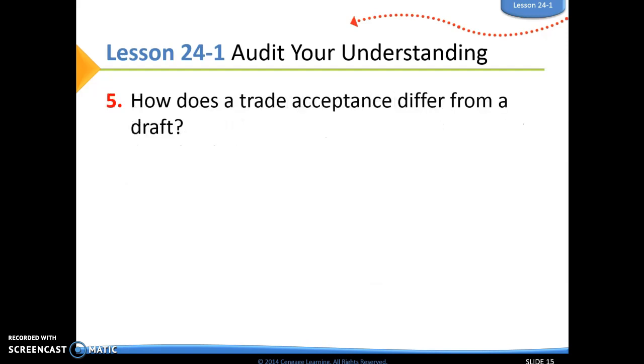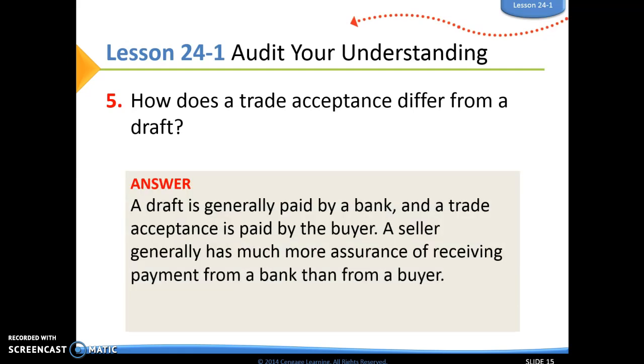And last question, number 5, how does a trade acceptance differ from a draft? A draft is generally paid by a bank, and a trade acceptance is paid by the buyer. So a seller generally has much more assurance of receiving payment from a bank than from a buyer.